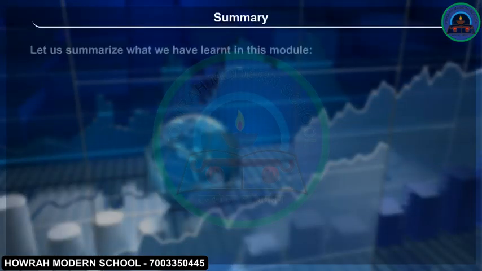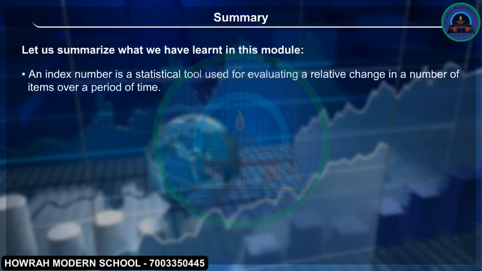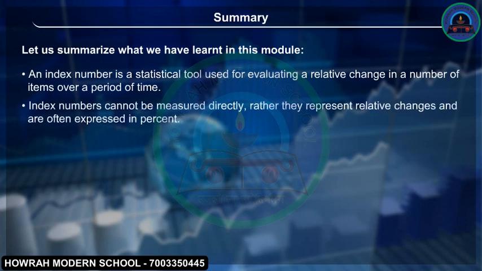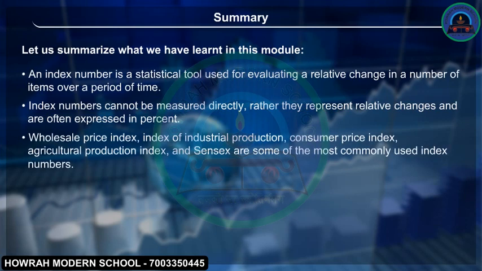Summary. Let us summarize what we have learned in this module. An index number is a statistical tool used for evaluating a relative change in a number of items over a period of time. Index numbers cannot be measured directly. Rather, they represent relative changes and are often expressed in percent. Wholesale Price Index, Index of Industrial Production, Consumer Price Index, Agricultural Production Index, and Sensex are some of the most commonly used index numbers.